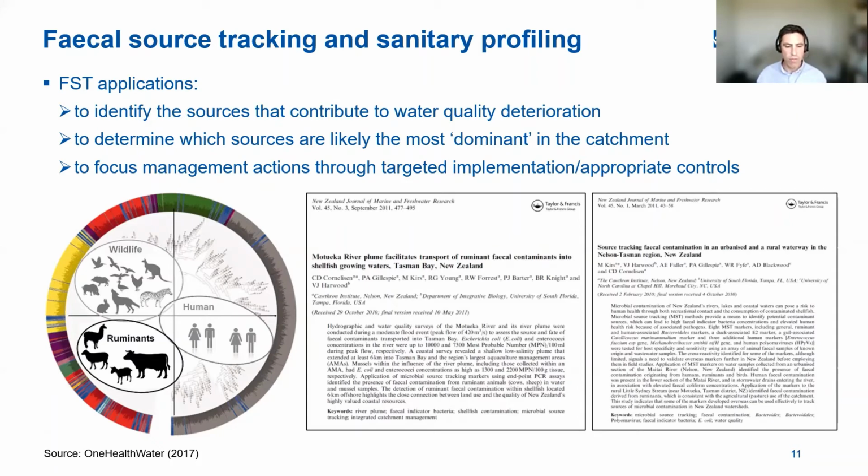The use of sanitary profiling and FST is now the basis of health risk-based approaches around the world. And some of the most common applications of FST are, for example, identification of the main sources that may be contributing to water quality deterioration, or to determine which sources are the dominant ones in the catchment of interest, or really to focus management action through more targeted controls. And examples of these kinds of studies we've undertaken locally are shown on the slide.